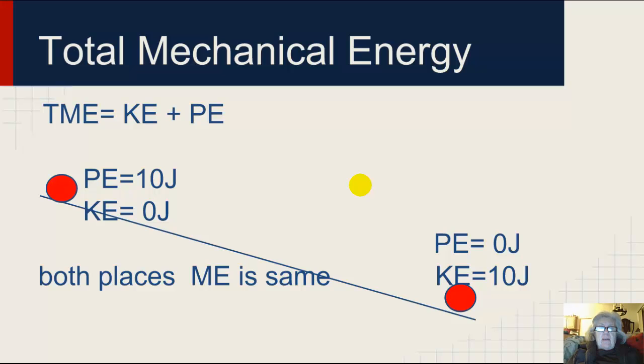As soon as you let that ball roll down the inclined plane, the potential energy will decrease, the kinetic energy correspondingly increases. At the bottom of the inclined plane, the potential energy will be 0, and the kinetic energy will be 10 joules. So in both places, the total mechanical energy was the same, 10 joules, PE plus KE.